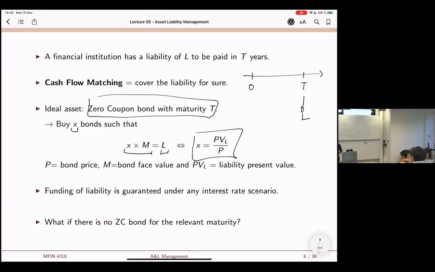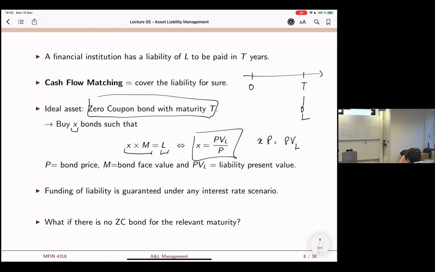Which is just saying that the market value of your investment, X times P, should be equal to the market value of your liability. Now, what's nice about this is that, whatever happens to interest rates, you're going to be able to meet your liability, right? Because today you buy this thing that tells you, I'm going to pay you M per unit at date T. If you buy X of it, you're exactly going to get L at date T, so you cover your liability for sure, right? So that's very simple.